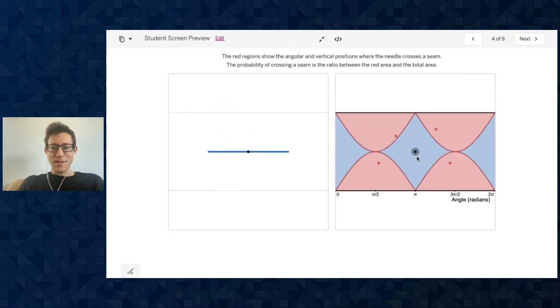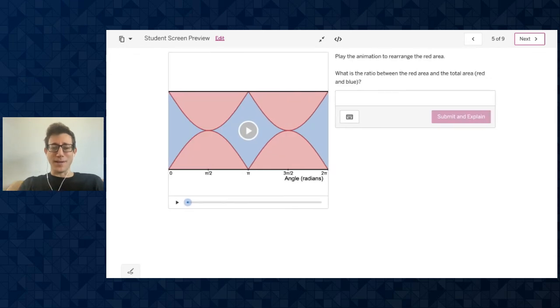On the next screen, they'll see the answer here. So all in the red regions, the needle's crossing the lines. In the blue region, it's not. The ratio of these areas, it involves calculus. We need to get into that.